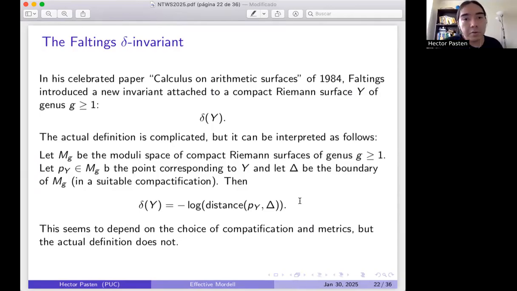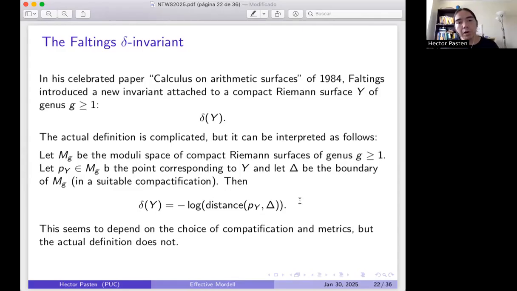Now I need to explain these Arakelov theoretical invariants that are used to define the capital B bound. In his Arakelov geometry paper in 1984, Faltings introduced, well, he did wonderful things there, but in particular, he introduced a new invariant attached to a compact Riemann surface, and this is called the delta invariant of Faltings. The actual definition is rather complicated. I'm not going to explain it here, but there is a way to think about this.